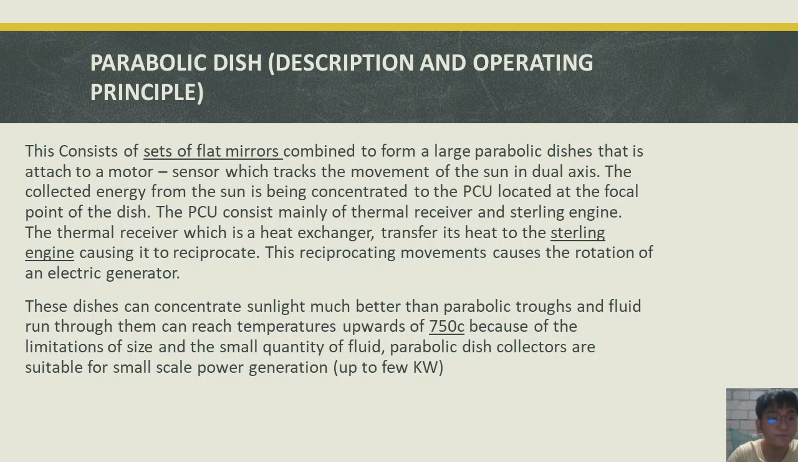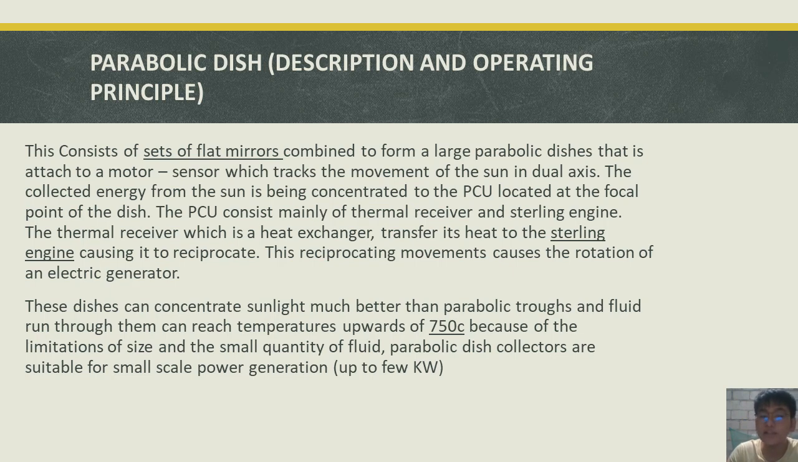Okay, next. Okay, parabolic dish. This consists of a set of flat mirrors combined to form a large parabolic dish that is attached to a motor sensor which tracks the movements of the sun in dual axis. The collected energy from the sun is concentrated to the PCU located at the focal point of the dish. The PCU consists mainly of a thermal receiver and a Stirling engine. It transfers its heat to the Stirling engine, which causes it to reciprocate. The reciprocating movement causes the rotation of an electrical generator.